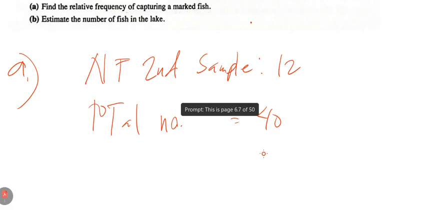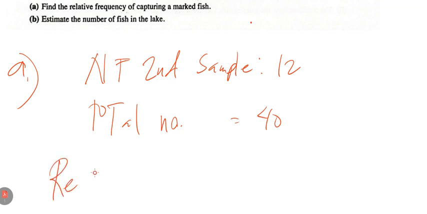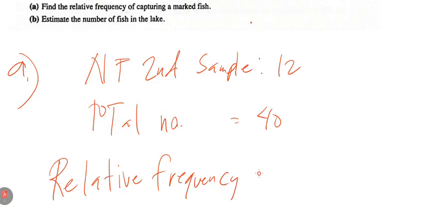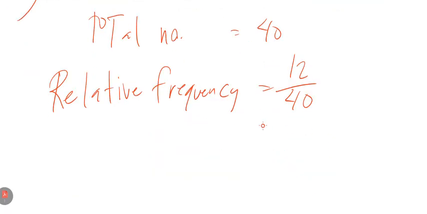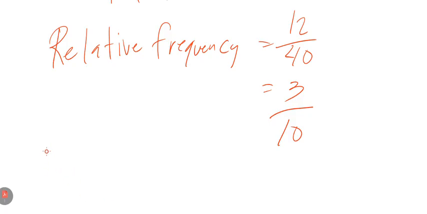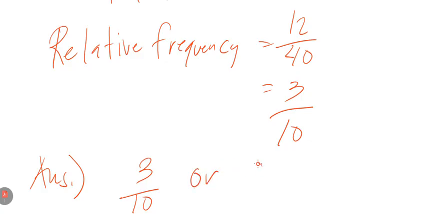Now, to find the relative frequency, let's divide it here. So the relative frequency here is equal to 12 divided by 40, in which our answer would be 3 out of 10, or 0.3. Okay, so that would be the relative frequency.